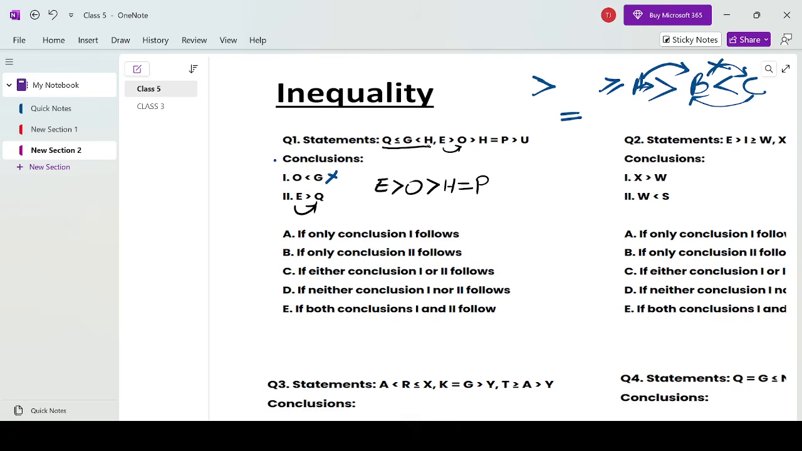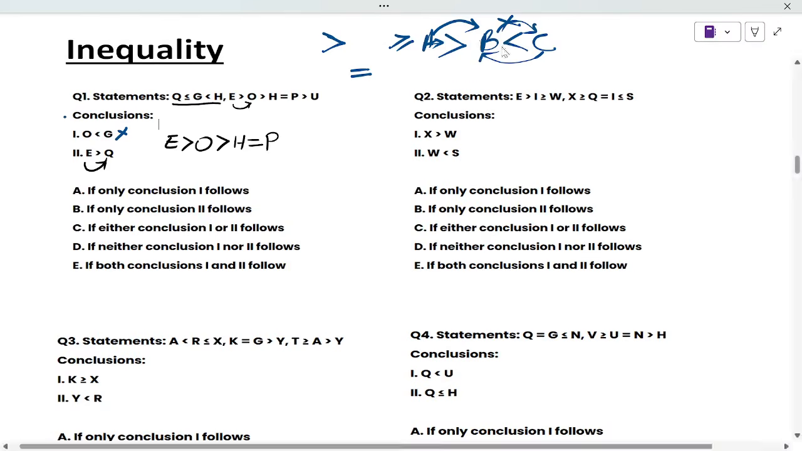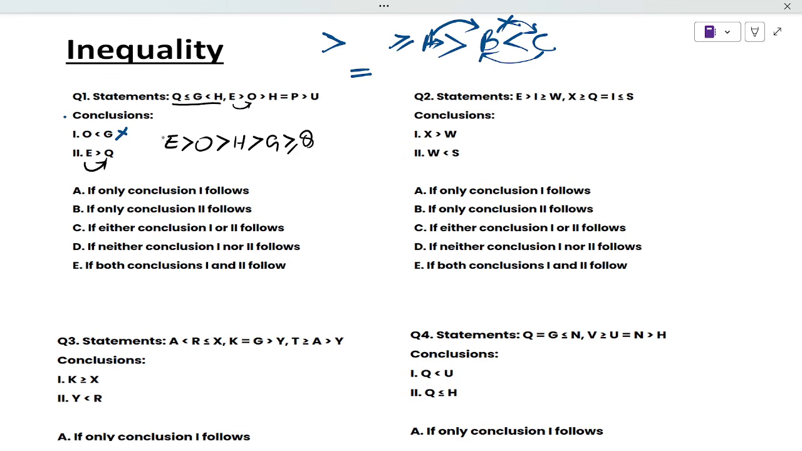Now let's look at G. So we stop at B, and from H we reach G. So from H to G the path is not there, because H is greater than G here. Now G is greater or equal to Q is given. So the path is there. From E to Q the path is there.